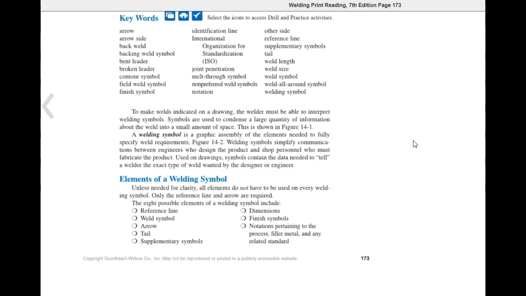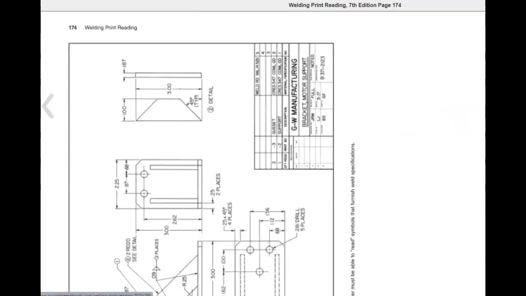Unless needed for clarity, all elements do not have to be used on every welding symbol. Only the reference line and arrow are required. The 8 possible elements of a welding symbol include reference line, weld symbol, arrow, tail, supplementary symbols, dimensions, finish symbols, notations pertaining to the process, filler metal, and related standard.